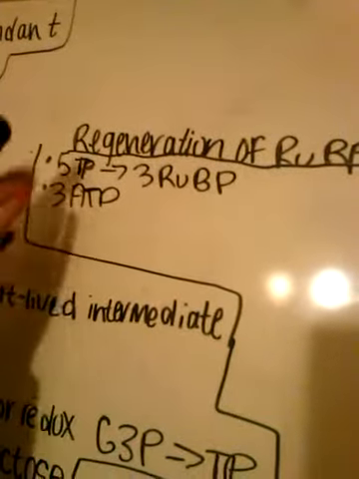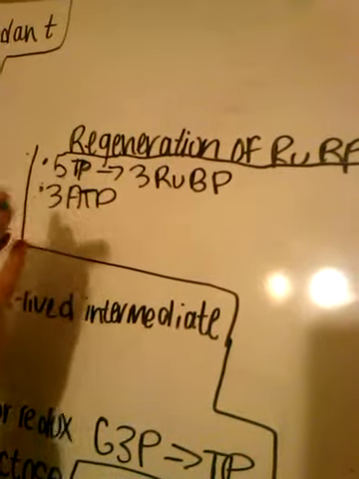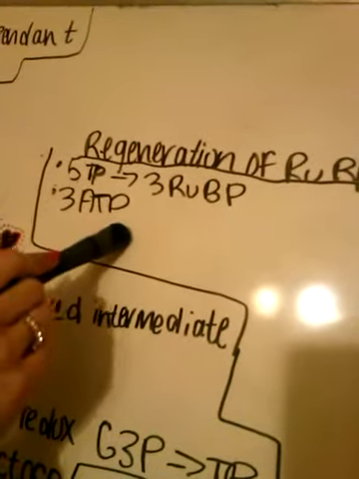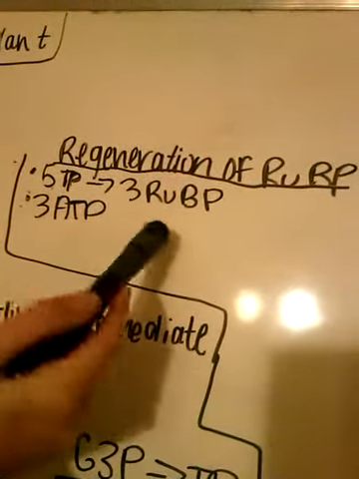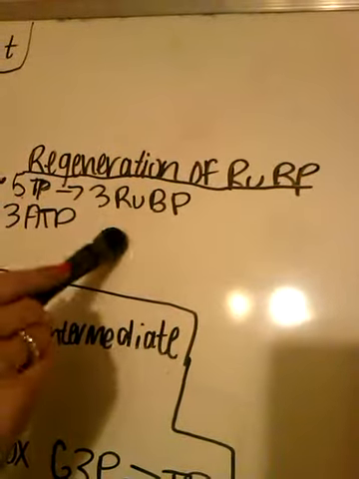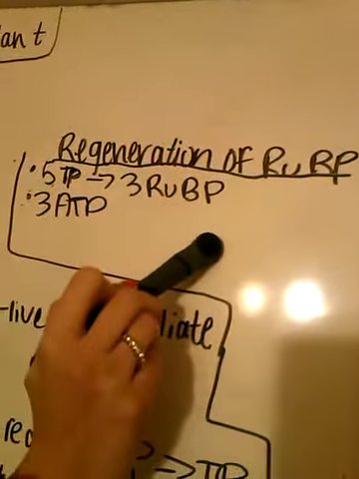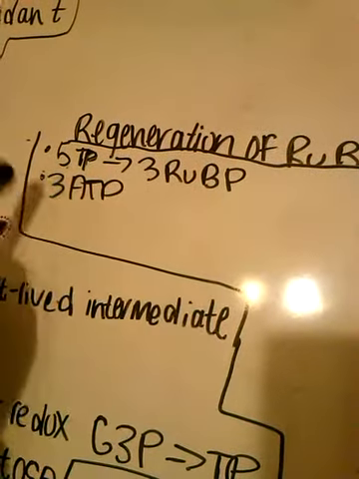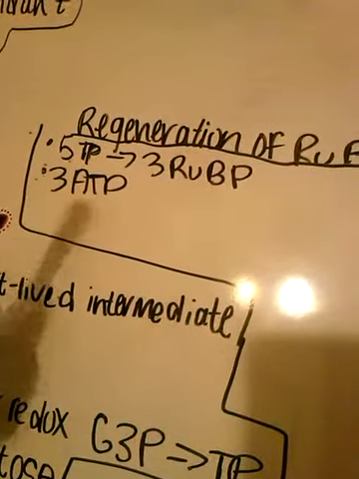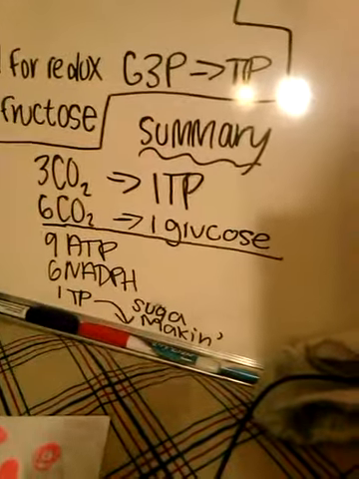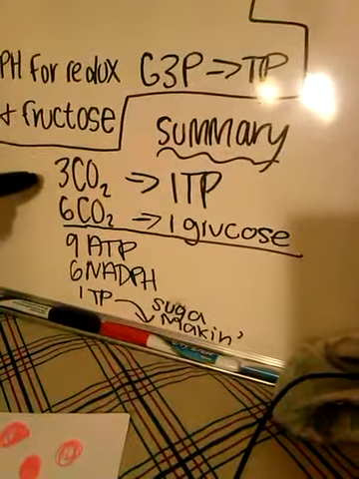Now the last stage is RuBP. The 5 children of RuBP, the 5 triose phosphate that are left, are rearranged, a molecular rearrangement for 3 RuBP. And 3 ATP is used in that process. That's the shortest stage.